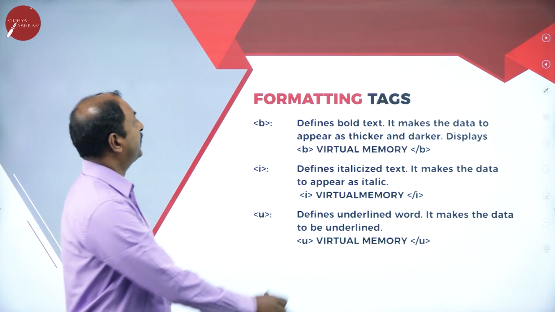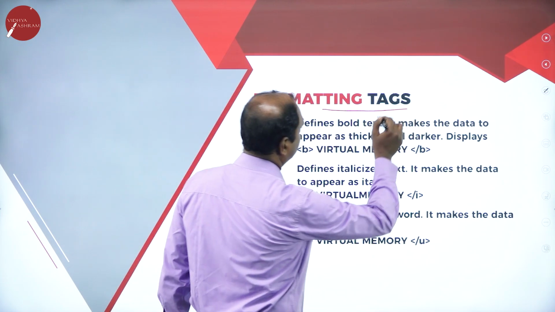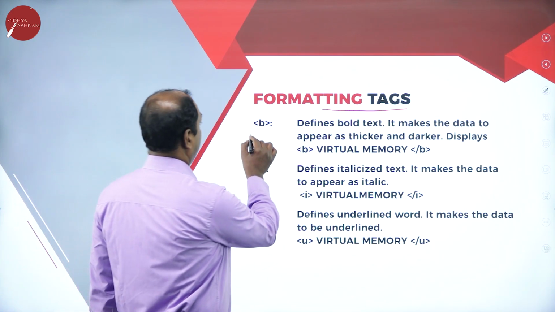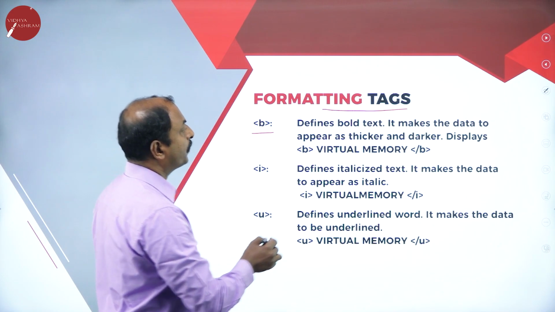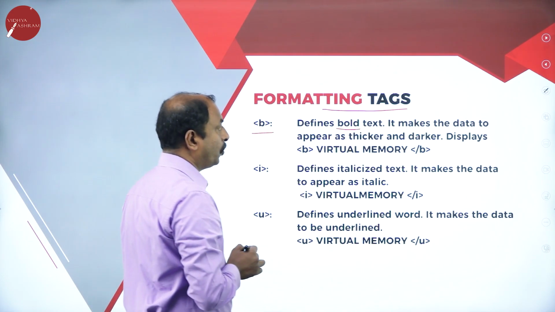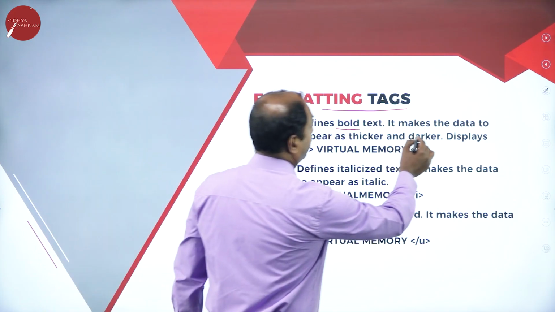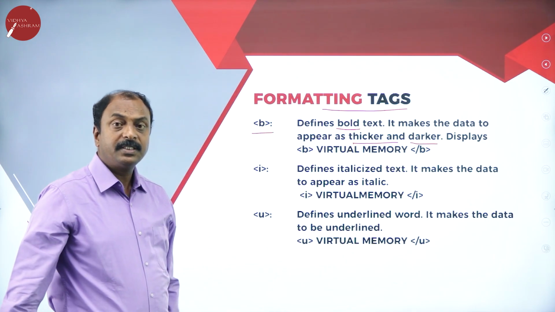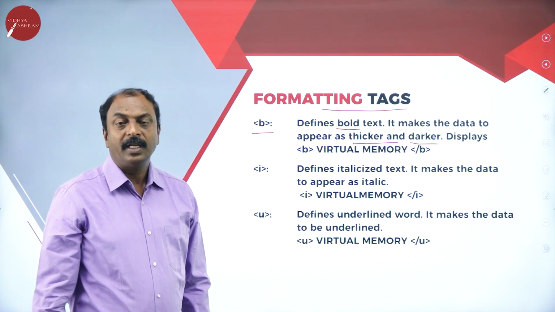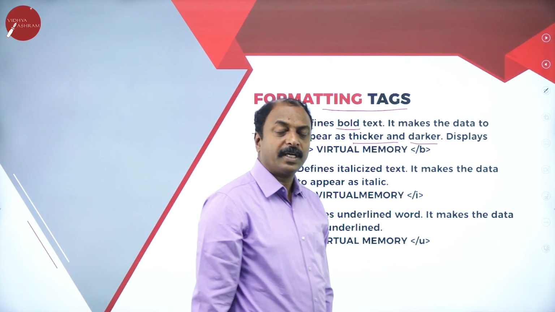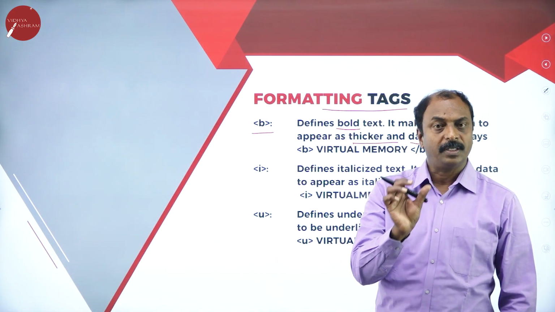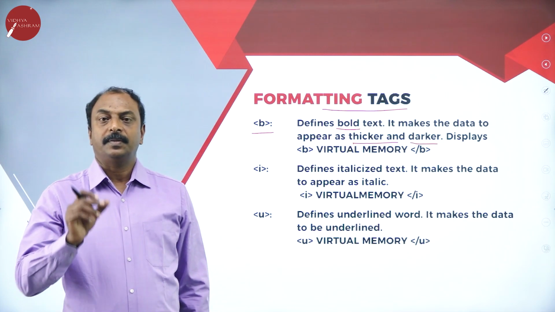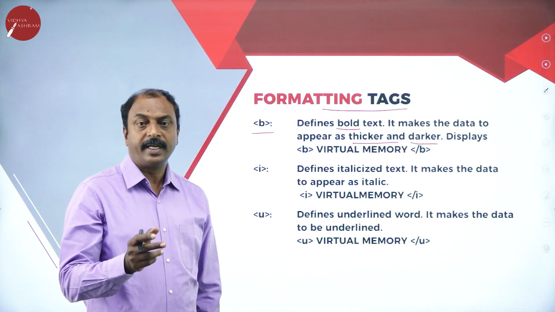Now in this slide, let us see some of the important tags we normally use in an HTML document. The first one is B, which stands for bold. It defines bold text, meaning it makes the data appear thicker and darker. You are familiar with this in MS Word: there is an option called bold. If you select a text and click on the bold icon, the selected text appears thicker and darker.